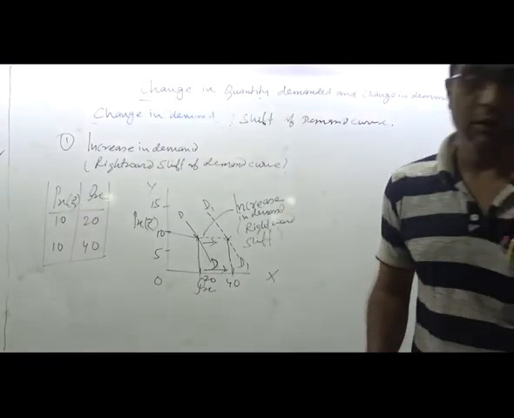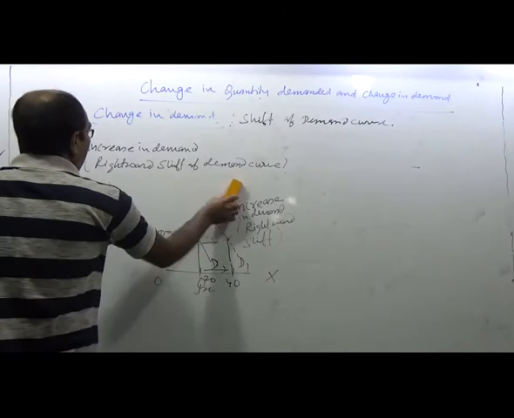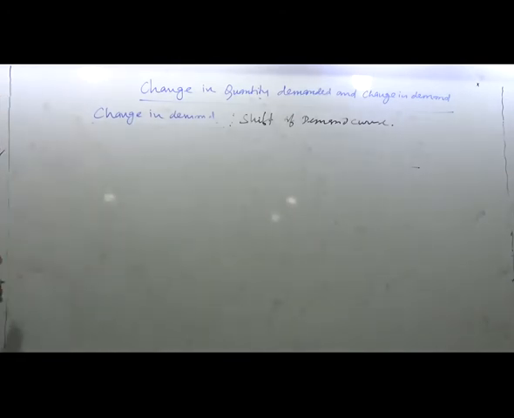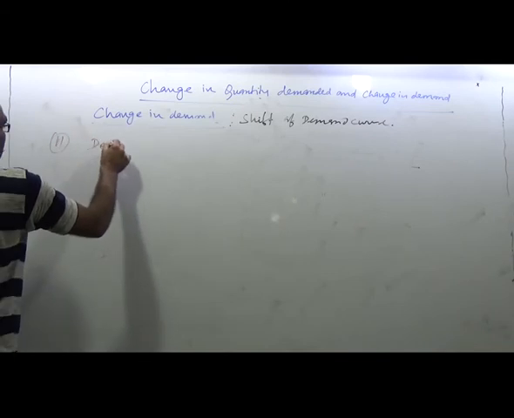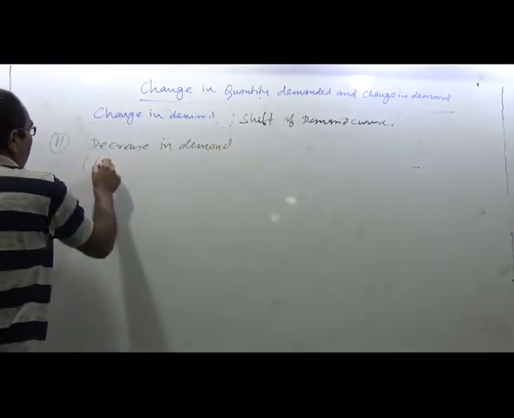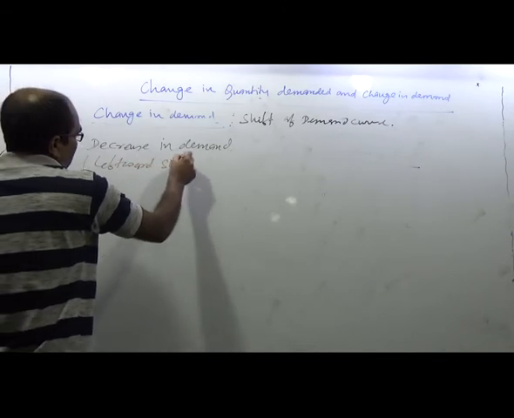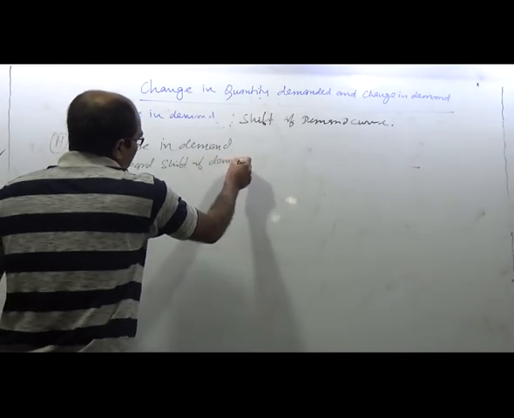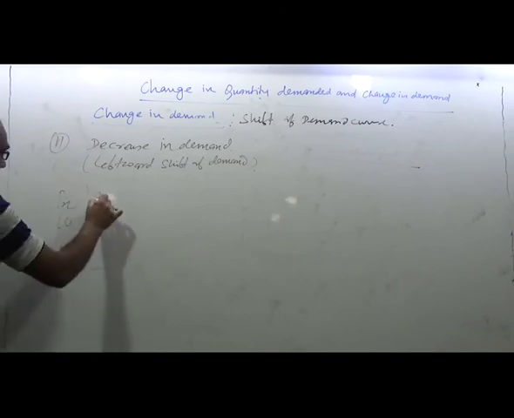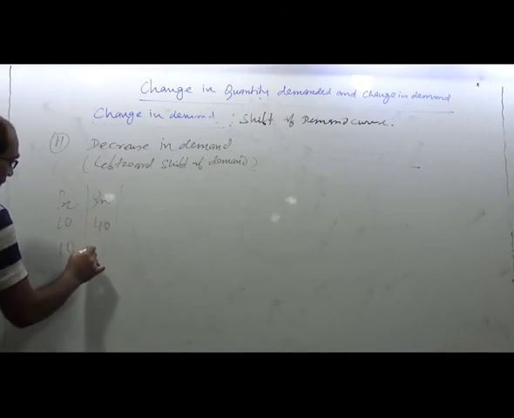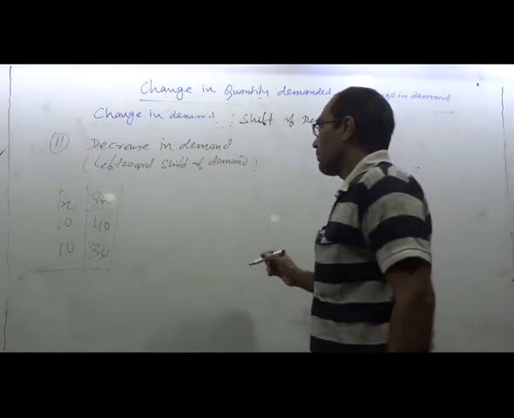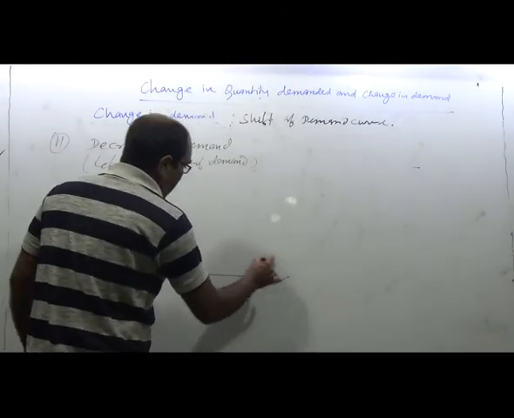Next up, decrease in demand or leftward shift of demand curve. Second point, decrease in demand or leftward shift of demand. See the example: price of X 15 and 20, quantity of X 40 and 30. Plot the values on the diagram.